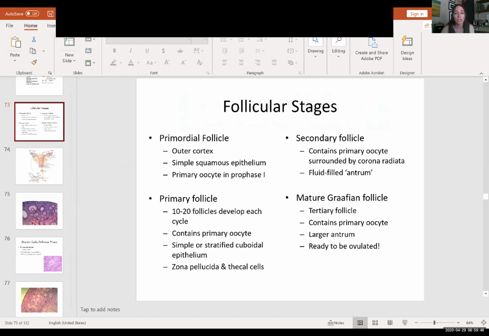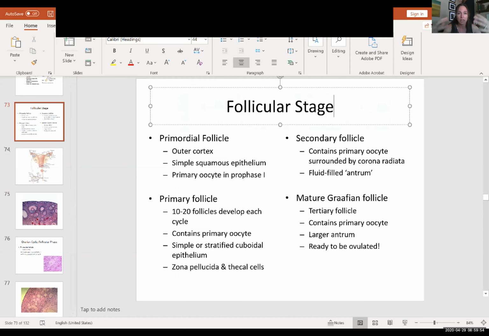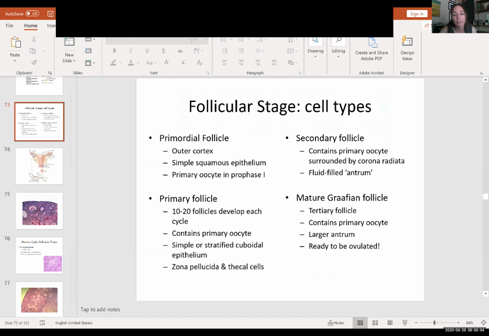So the follicular stages, well, it's the follicular stage. So this should be singular. In the follicular stage, we have these cell types, or stages of the follicle might be a better way to say that. So this is occurring during the follicular phase or stage.